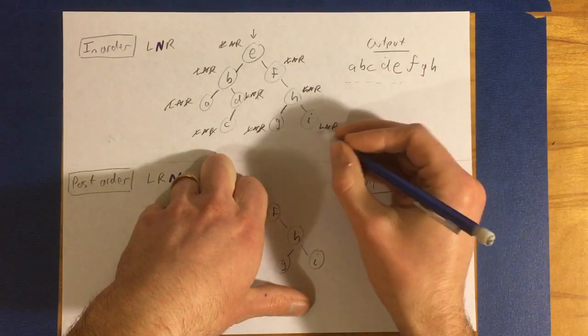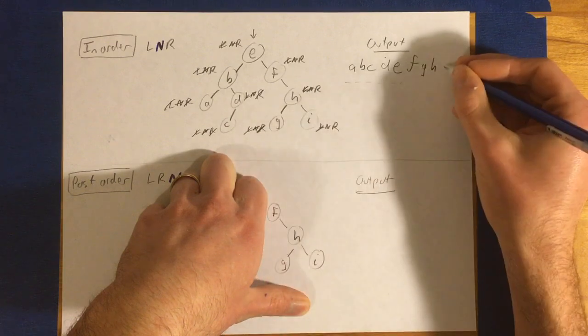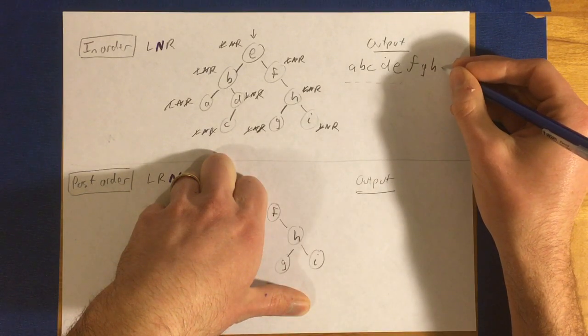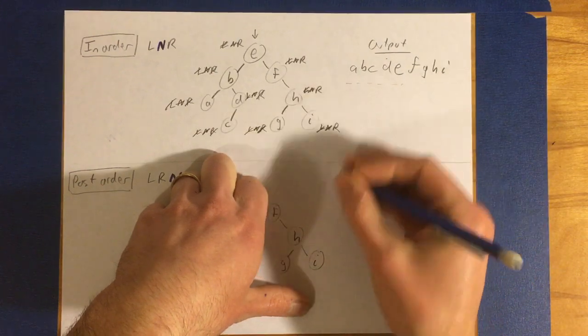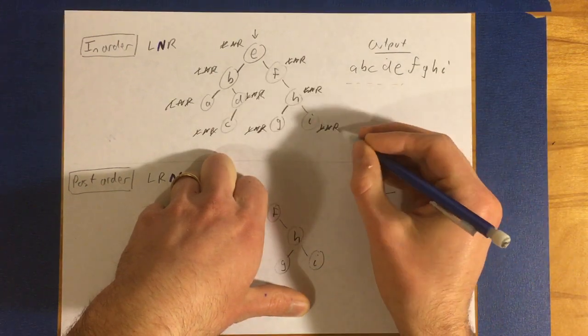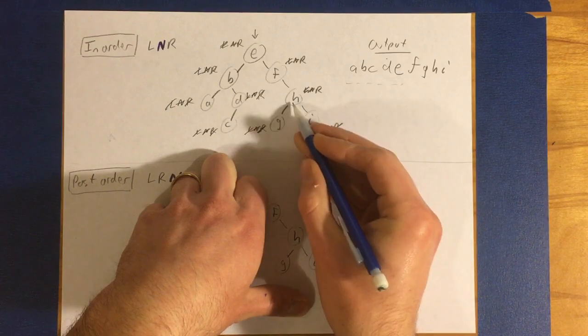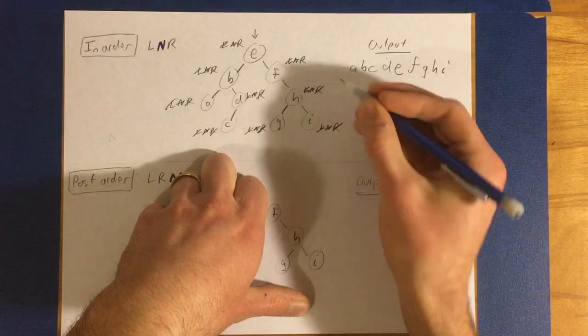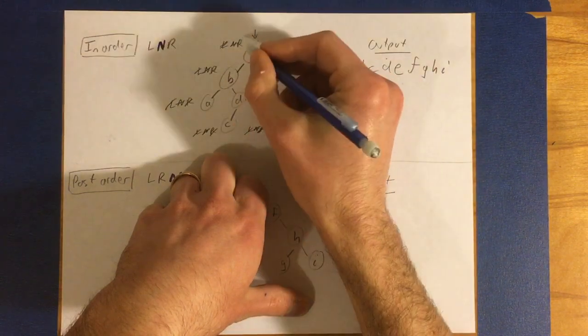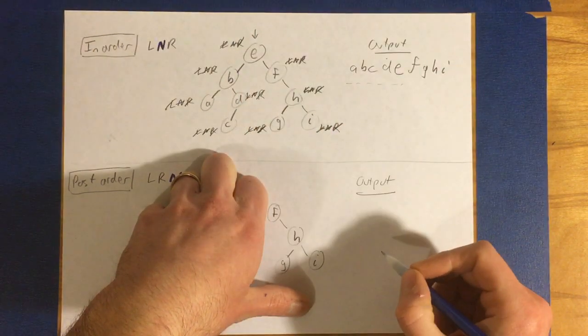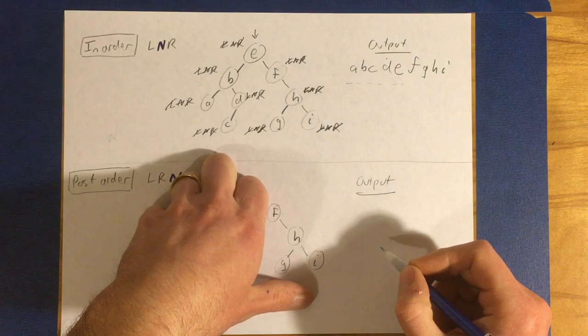to I, which goes left first, which it can't do, so it prints itself. And then it goes right, which it can't do, so it's done, and it returns to H, which is now done going right, so it returns to F, which is now done going right, so it returns to E, which is now done going right, and then the algorithm ends.